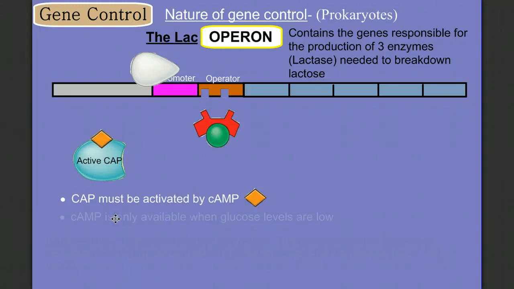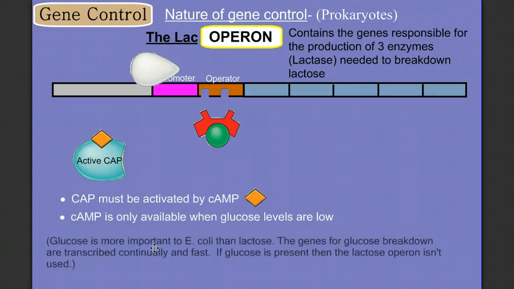And it turns out that cyclic adenosine monophosphate is only available when glucose levels are low. Let's think about what that implies. Glucose is more important to E. coli, the bacteria that we study the lac operon in. It's more important than lactose. It's easier to break down for the bacteria, and so for the most part, they're going to be breaking down glucose instead of lactose. So even if lactose is present, the operon isn't used if glucose is available.